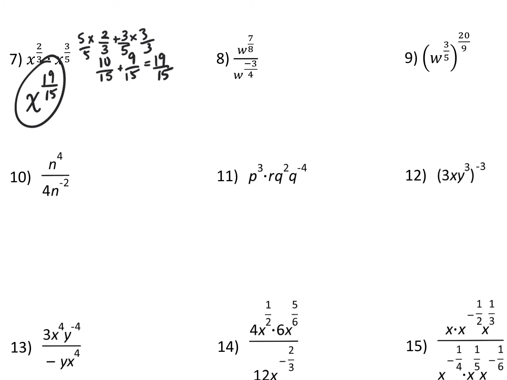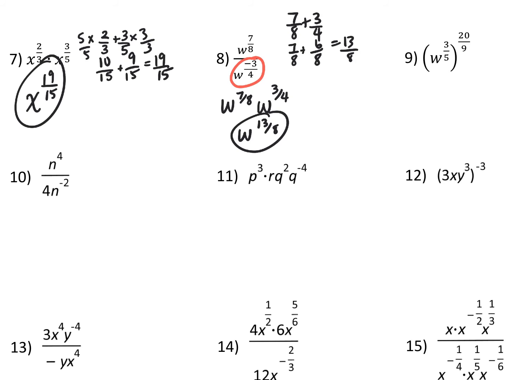w to the 7/8 over w to the -3/4. The way that my brain works is I actually like to move all of my negative exponents first. I like to deal always in positives. I feel like I'm less likely to make a sign error. So I would move this -3/4 up to the top, and this would become w to the 7/8 and w to the 3/4. Okay, now I'm multiplying. I'm going to add the exponents, so I need to go 7/8 plus 3/4, which is 7/8 plus 6/8, which is 13/8. So I've got w to the 13/8.